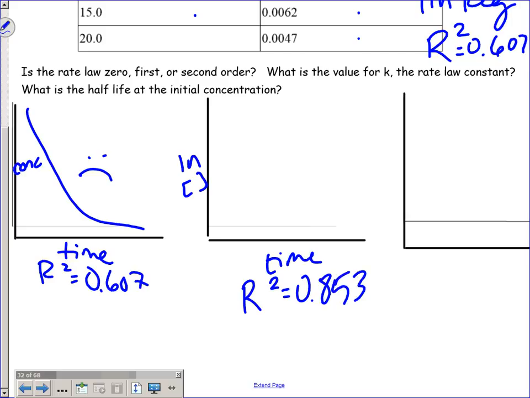Is that linear? Not really. What does this graph look like? Okay, so like the first one. Natural log is the negative slope one, but it's not a straight line, it has a little bit of a curve to it. So this is us disproving zero order, and first order. So then it has to be second order, if we've done something wrong.